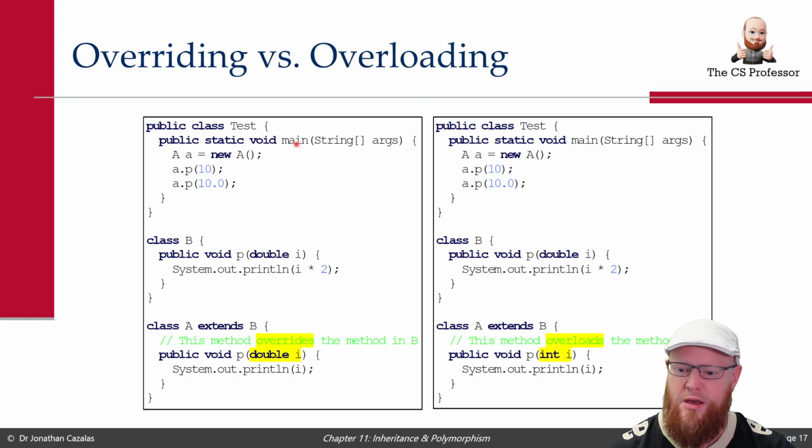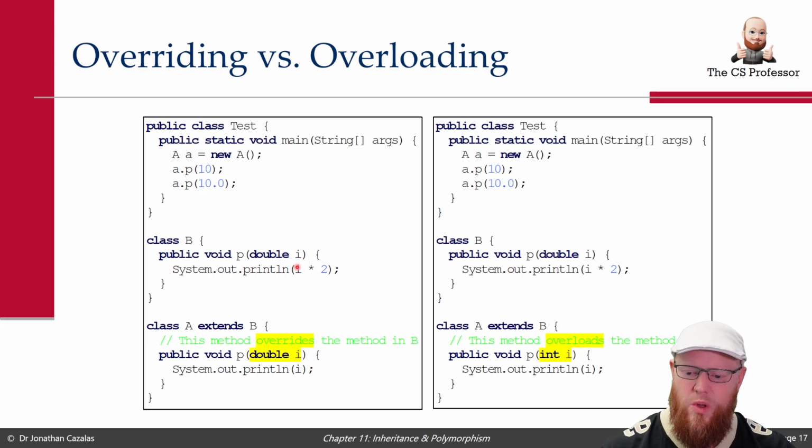What is overriding? We have here three classes: class Test, class B, and class A. We see that class Test has a main method. Inside this main method, we make an object of type A. So let's go down and look at classes A and B. We see that A extends B. So let's back up and look at B. Class B has a singular method inside. It's a void method, and the method is called p. And that method receives a singular parameter, a double.